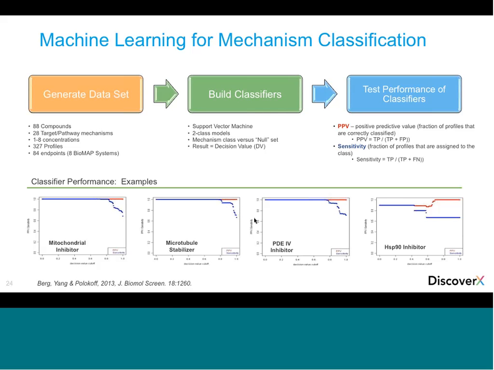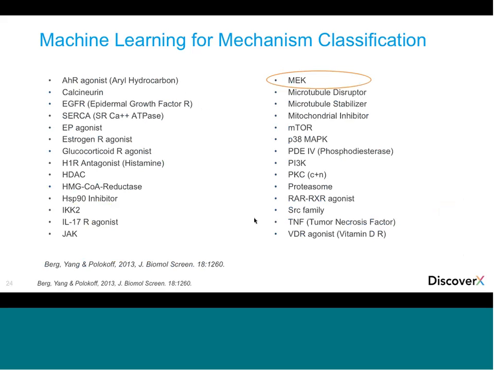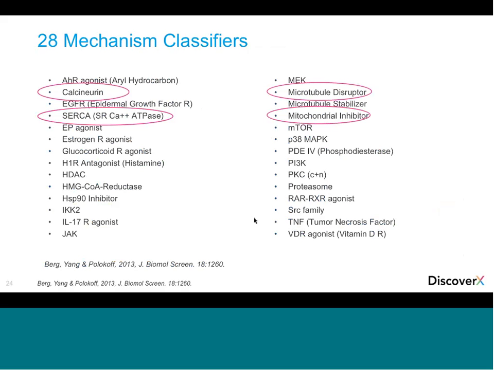We published this a couple of years ago, and we've demonstrated the performance, shown here at the bottom, for a few of these mechanism classes. This mechanism classification is now included in our new toxicity alert service, which is an add-on to our Diversity Plus profile service. There are a number of classifiers, here's MEK, and it includes all of these mechanisms. These are mechanisms for which we've built classifiers. The ones in red might be particularly interesting from a safety perspective. There are known safety correlations with each of these mechanisms.